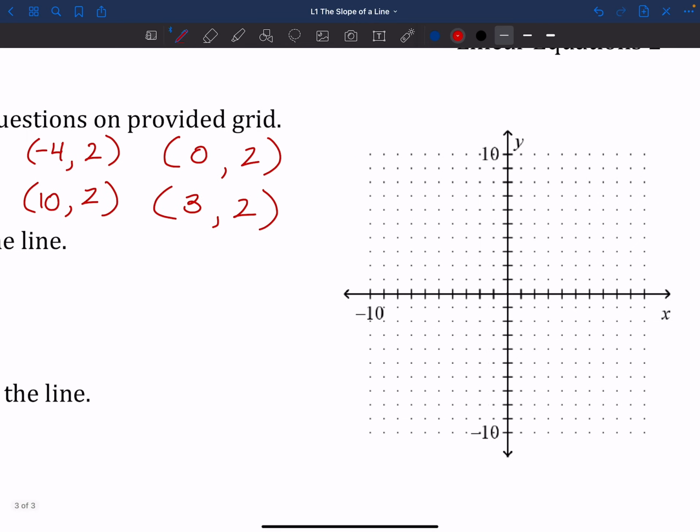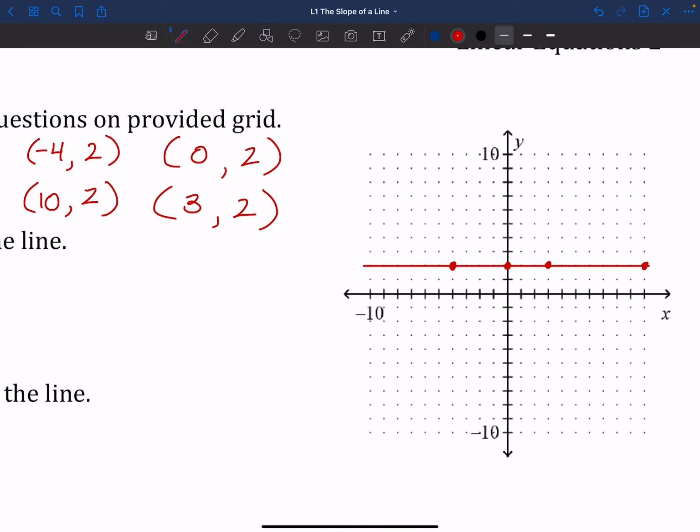If I graphed all those points, -4, 2 is going to be right there. 0, 2 is going to be right in the middle. 3, 2 is going to be over here. And then 10, 2 all the way over to the right. All those points now make a straight line. All right, so I'm going to try my best to draw a straight line on here. Let's see how this goes. Wow, look at me go.